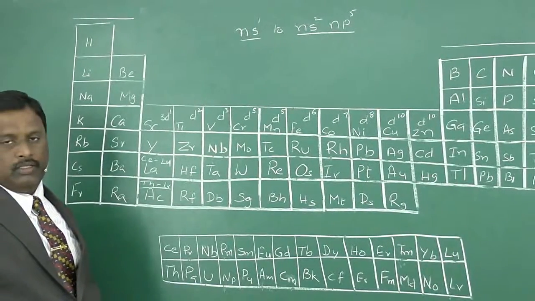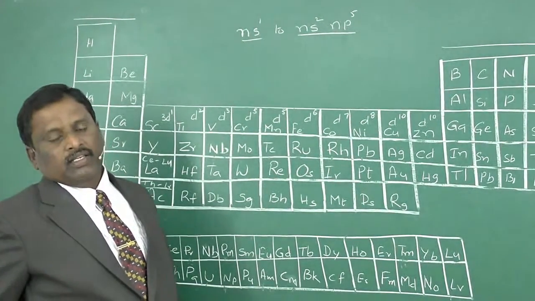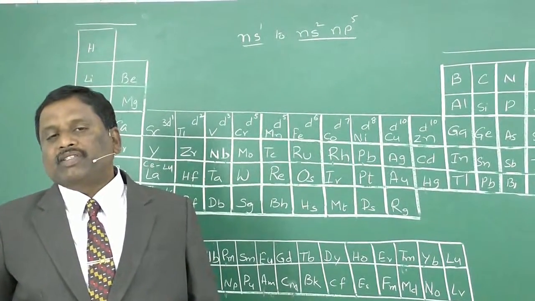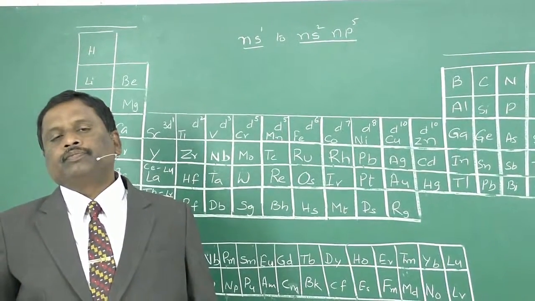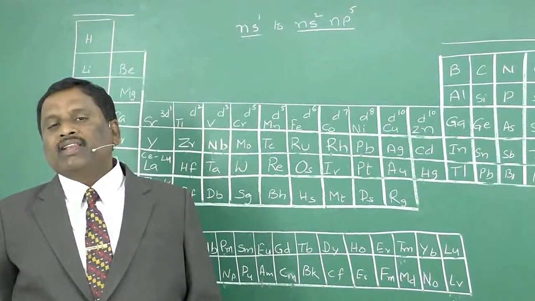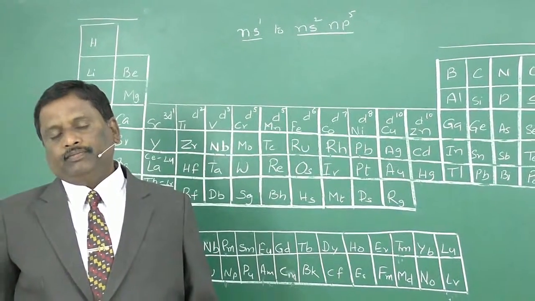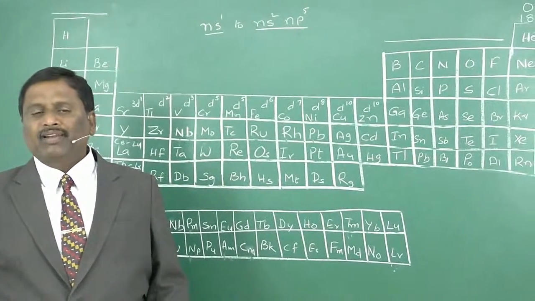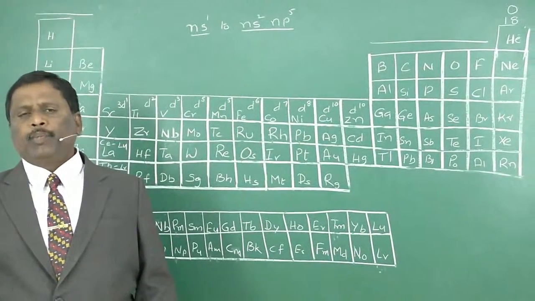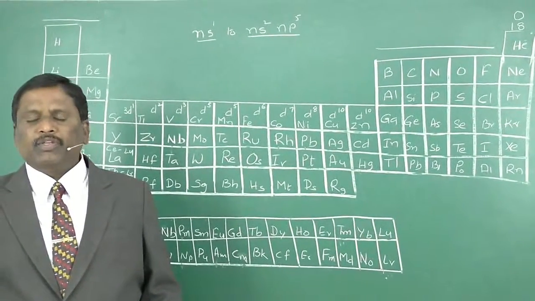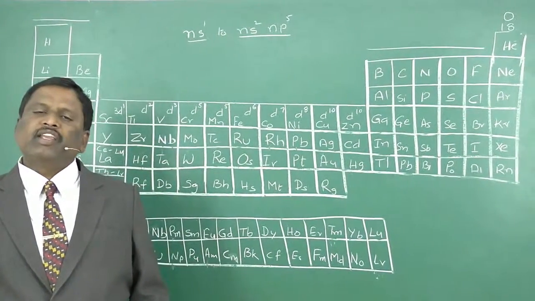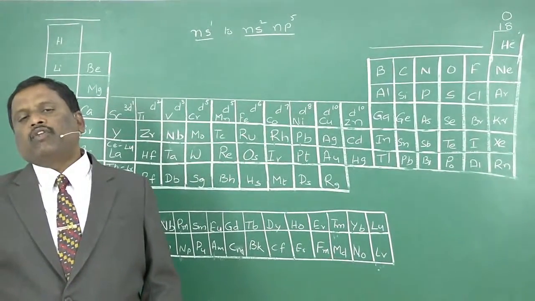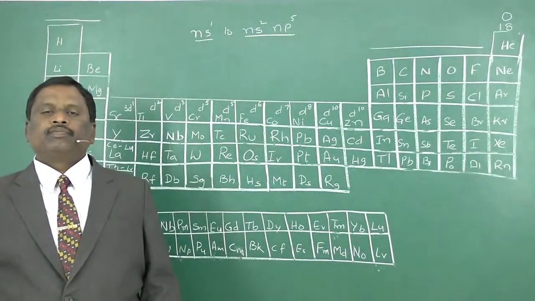Representative elements: except inert gases, all the remaining S and P block elements are considered as representative elements. In these elements, the valency shell is incompletely filled, and these elements actively take part in chemical reactions by donating or accepting electrons or by mutual sharing of electrons. They actively take part in chemical reactions and form different compounds.